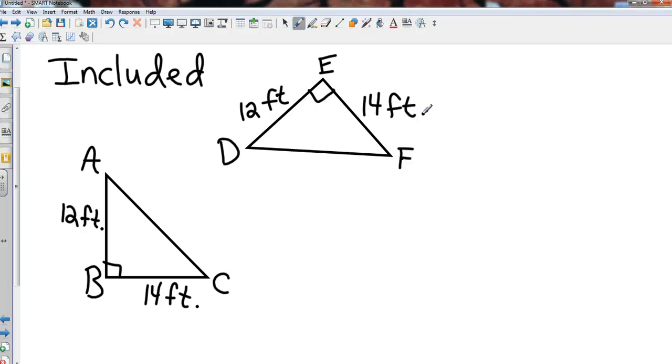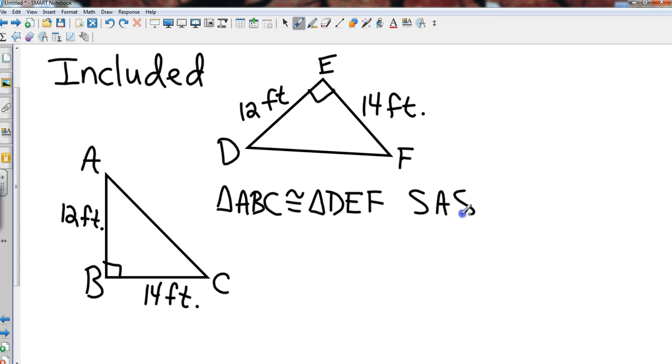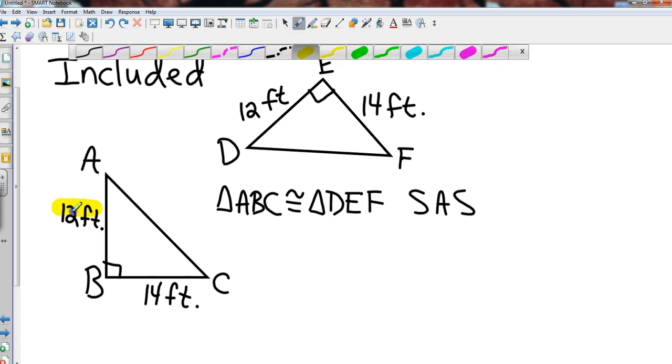However, these two triangles are congruent. Triangle ABC is congruent to triangle DEF. And the reason is because of the side angle side congruence. Notice that we have one side that's 12 and one side that's 12, so I'll highlight those in the same color. And then we have corresponding sides of 14 and 14.